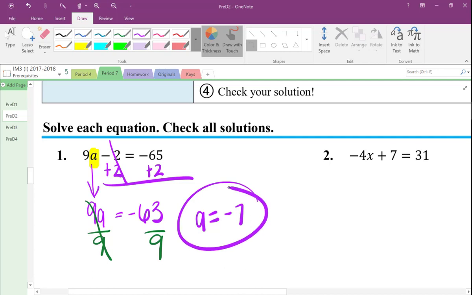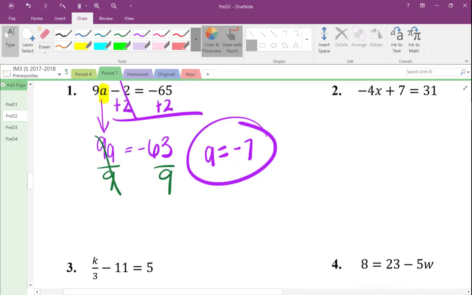My A's look like 9s. I'm still getting used to this. I apologize. How do you feel about that one? Easy to you? Okay, we're going to go down to 3.